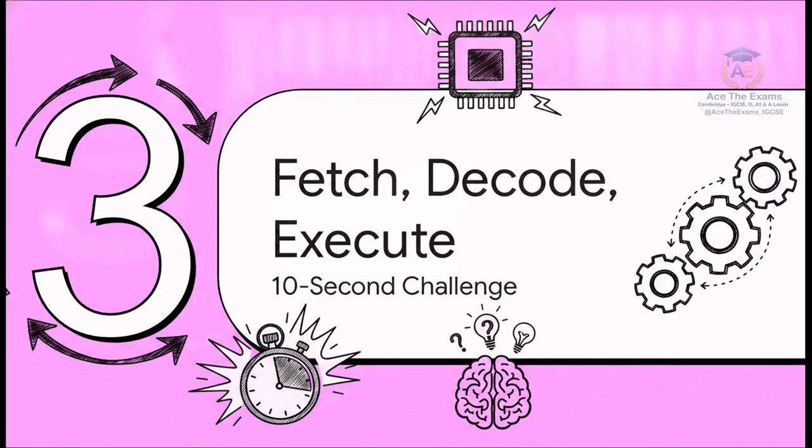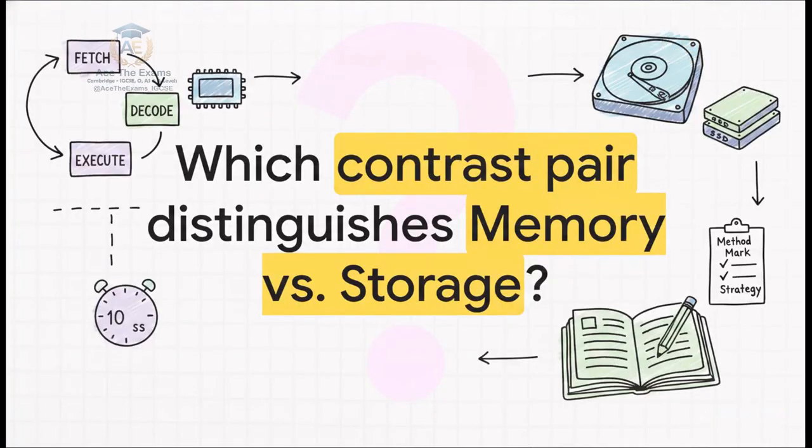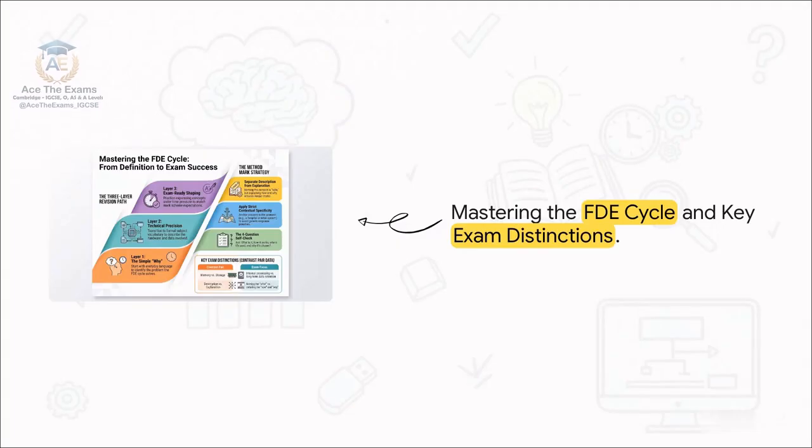We're going to do a quick, high-stakes pause and solve challenge right now to really test your grasp of the FD cycle under a little bit of pressure. Okay, here is your question. Which contrast pair correctly distinguishes memory versus storage in the fetch, decode, execute cycle? I want you to literally pause this explainer right now, start a 10-second countdown timer in your head, and actively apply the method mark strategy to spot the correct distinction. Go. All right, time is up.